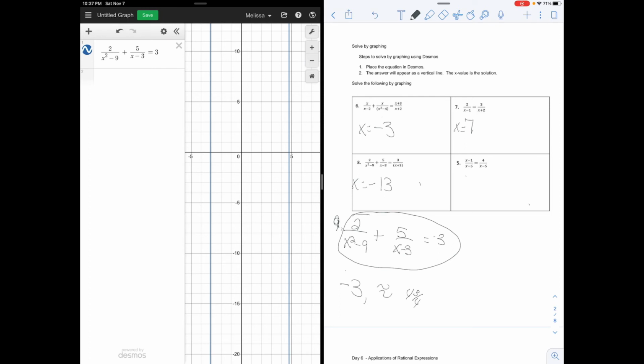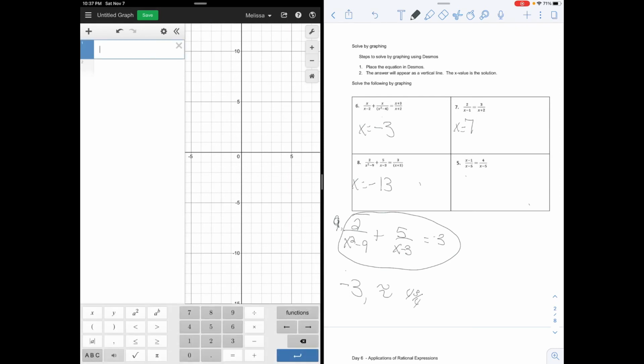Okay, let's do the last one. And on the last one, we get something completely different. I'll say parenthesis x minus 1 divided by x minus 5. Oh, I don't know what I did there. x minus 5. And that is equal to 4 divided by x minus 5.